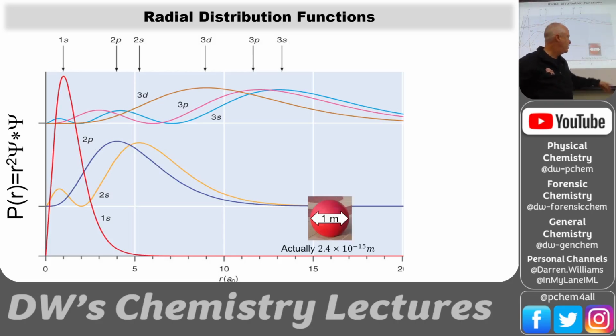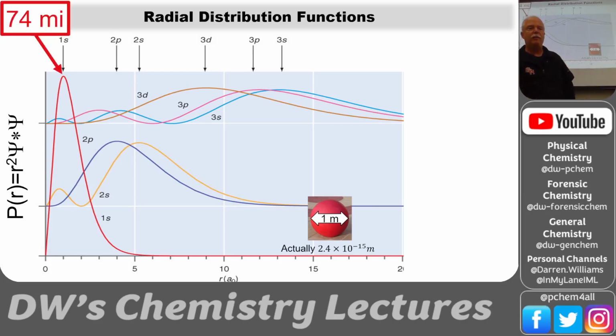So if that's a 1 meter ball here, it's actually 2.4 times 10 to the minus 15 meters. Remember, 10 to the minus 10 is an angstrom. And so this is 0.000025 angstroms. So that's really small. But if it was as big as a meter, then the hydrogen atom would be 71 miles across. And that's the most probable.